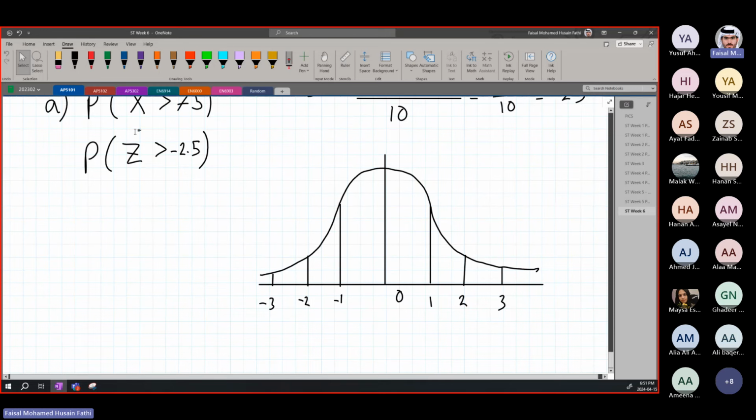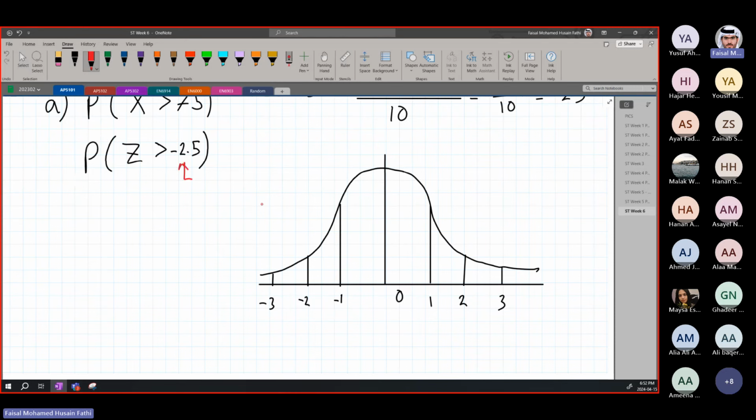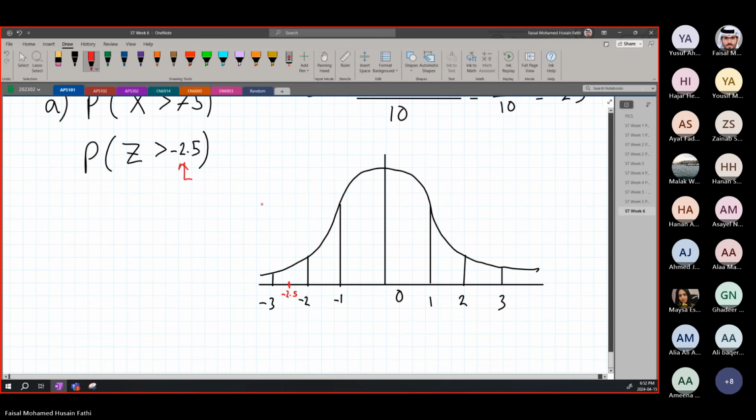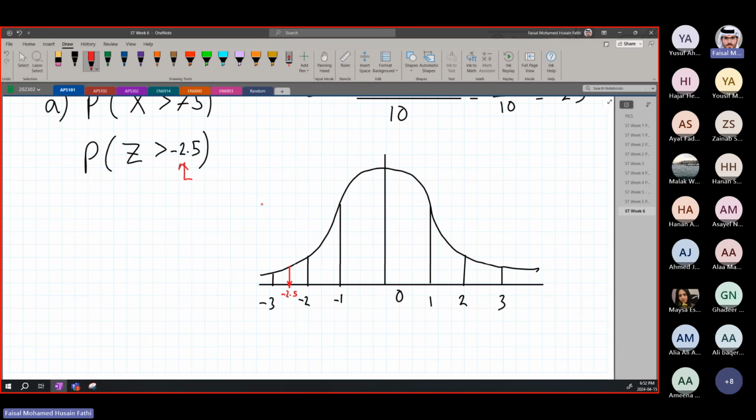So now what are we looking at? We're looking at a z value of greater than negative 2.5. So we're going to locate the z value. Where is negative 2.5? So this is minus 1. We go left, minus 2. Minus 2.5 is going to be somewhere here in the middle. All right, so this is minus 2.5. This line here is minus 2.5. Okay?